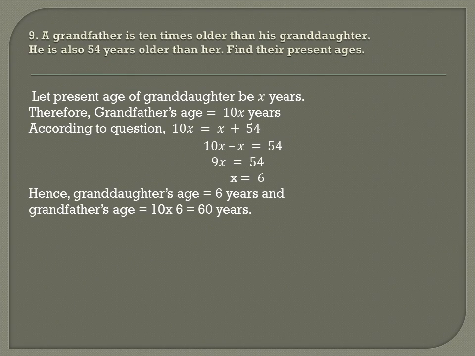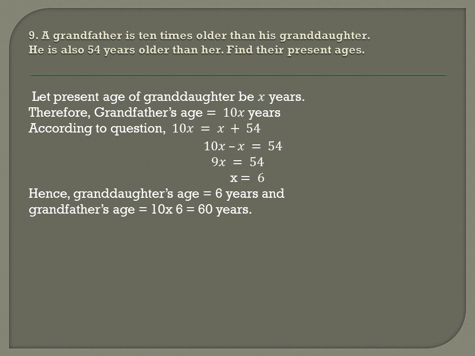7 and 8 we can discuss later. Okay, let us move to the 9th question. A grandfather is 10 times older than his granddaughter. He is also 54 years older than her. Find their present ages. Here, the ages of a grandfather and a granddaughter are compared. The grandfather's age is 10 times his granddaughter's. Therefore, we can choose the granddaughter's age to be x. Therefore, grandfather's age is 10x.